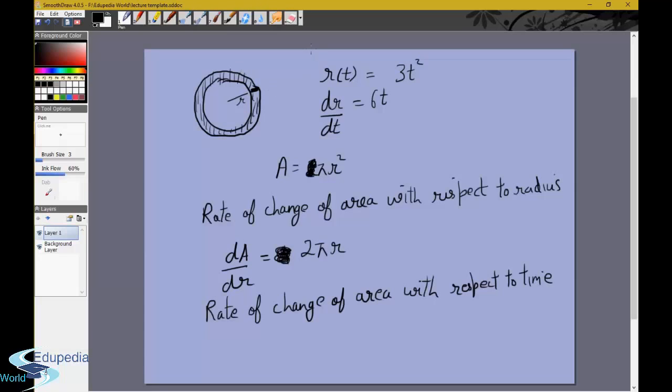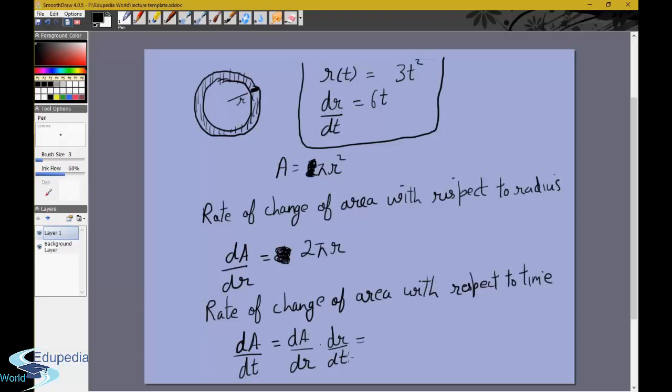Now we look at the specific circle in which the radius is changing such that r is equal to 3t square. In that case, dr by dt is equal to 6t. What we need is dA by dt, the rate of change of area. That can be written as dA by dr into dr by dt. We are using chain rule here. Dr will cancel, it will give me dA by dt back.